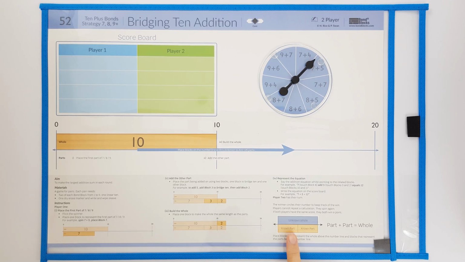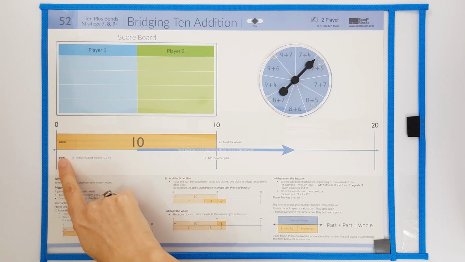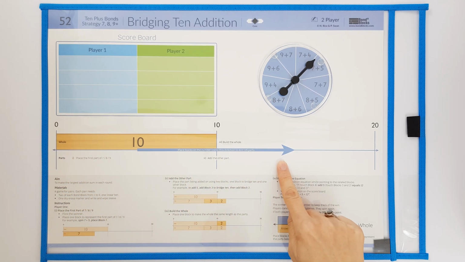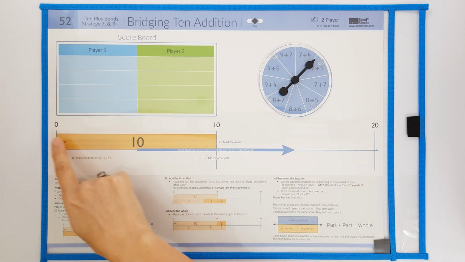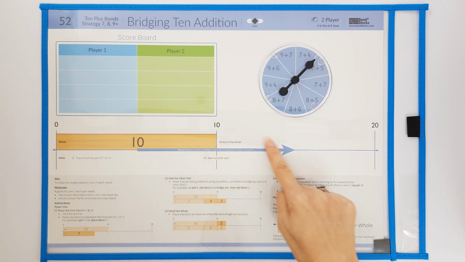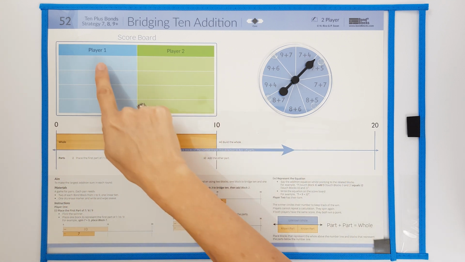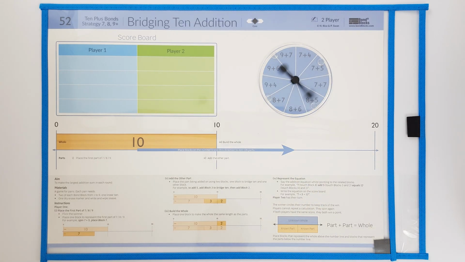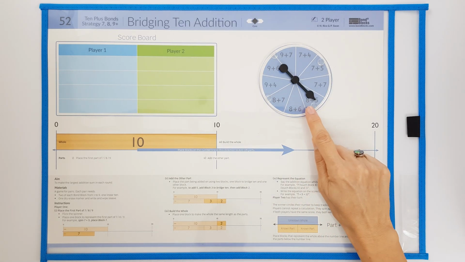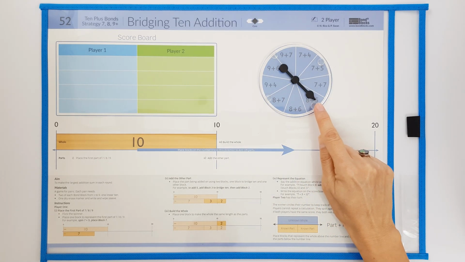For this addition, it's part, add part equals whole. We place the blocks representing the parts below the number line, and we place the blocks representing the whole above the number line. Player 1 goes first and they spin 8 add 5.